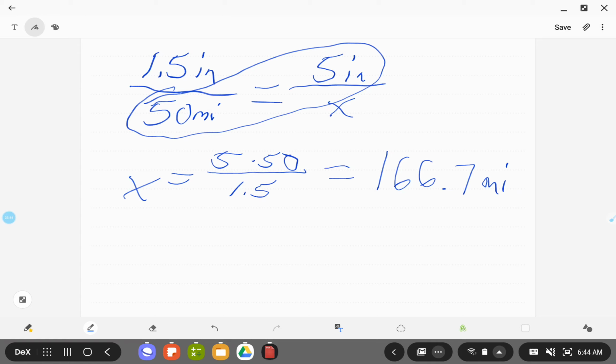So here we were able to use the scale on the map, which would have looked something like this. It would have had 50 miles, and that distance here would have been equal to about an inch and a half. That's how we figured out the mileage to our destination. So this is super helpful.